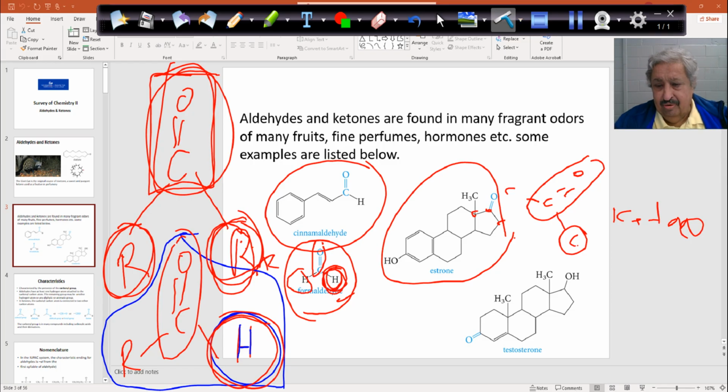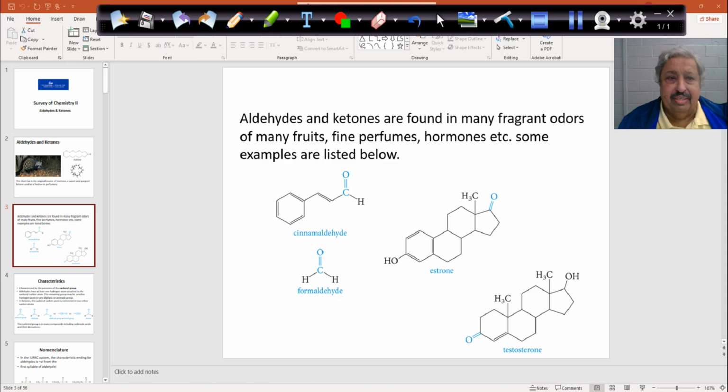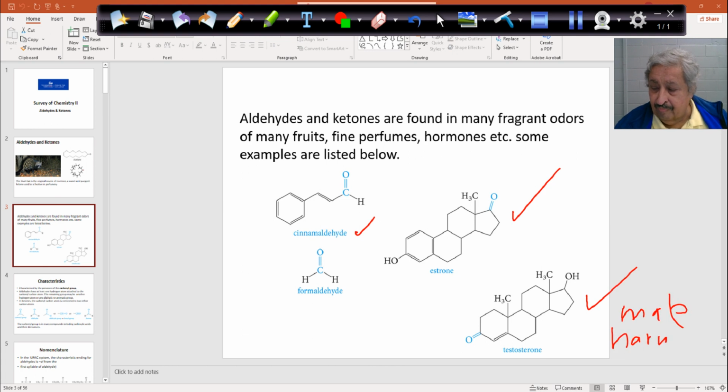So now if you look at those back again, we said this is cinnamon here, found in nature. This is the female estrogen hormone. This is a male hormone. And this is the female hormone.